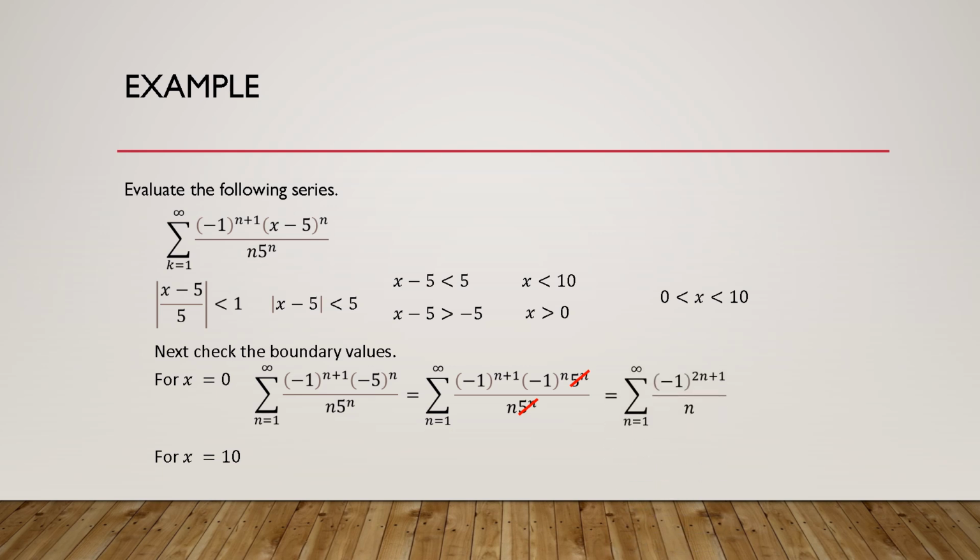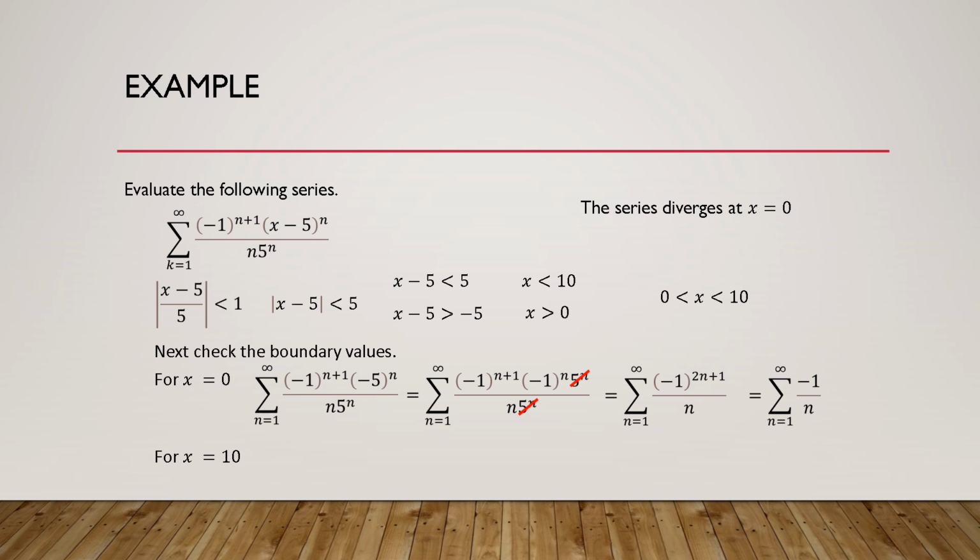2n plus 1 will always create an odd exponent, so this is equal to the sum from n equals 1 to infinity of negative 1 over n. This is the negative of the harmonic series which diverges, so the original series diverges at x equals 0.